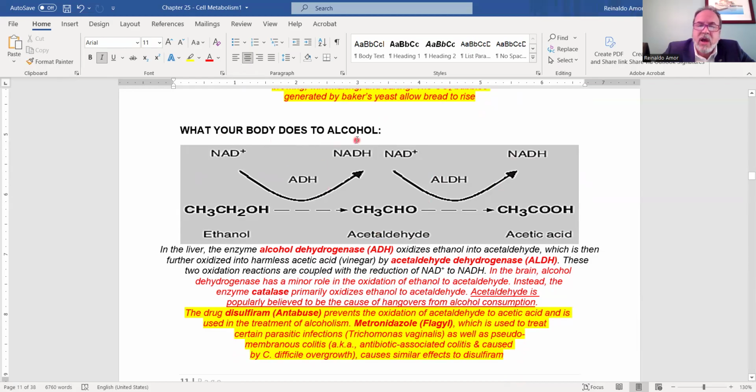What does your body do to alcohol? When you drink alcohol, there is ethanol. There is an enzyme in the liver called alcohol dehydrogenase, and it converts ethanol into acetaldehyde, and acetaldehyde is converted into acetic acid by acetaldehyde dehydrogenase. So notice that we're making NADH. We can use energy. From alcohol we can generate ATP as well.